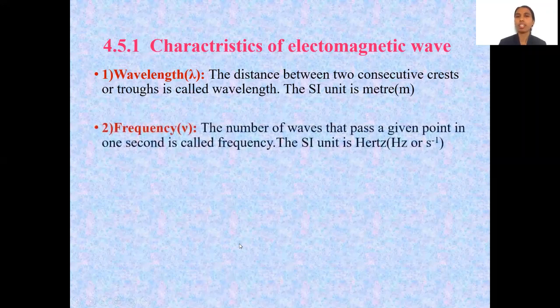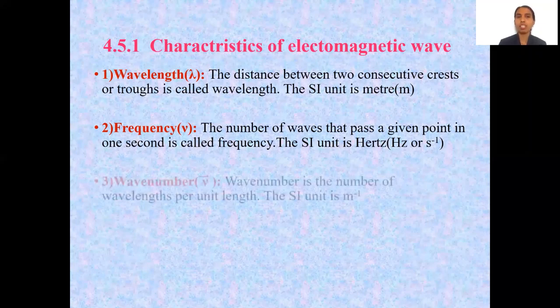Now the second characteristic of the electromagnetic wave is the frequency, and it is denoted with the letter nu. The number of waves that pass a given point in 1 second is called the frequency. Its SI unit is the hertz. The third characteristic of an electromagnetic wave is the wave number. It is denoted with the letter nu bar. Wave number is the number of wavelengths per unit length, and its SI unit is per meter.